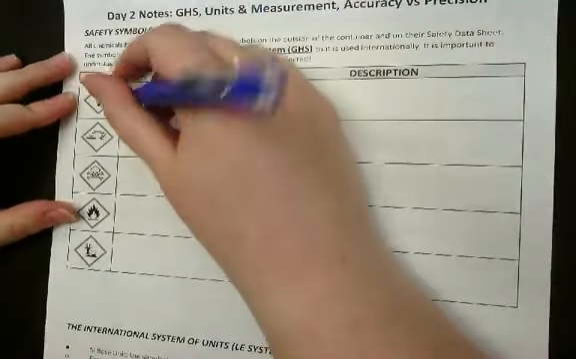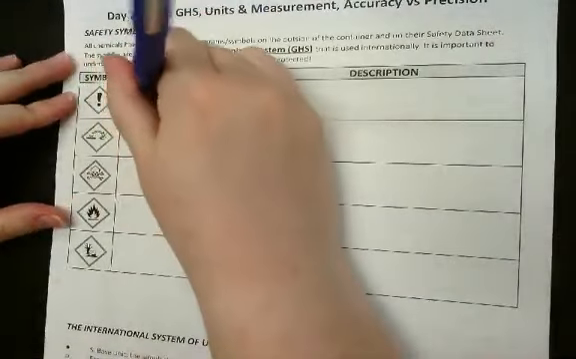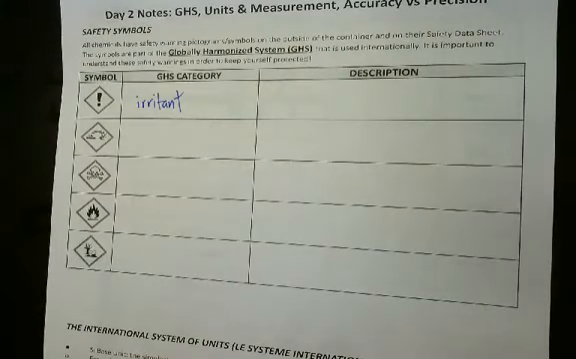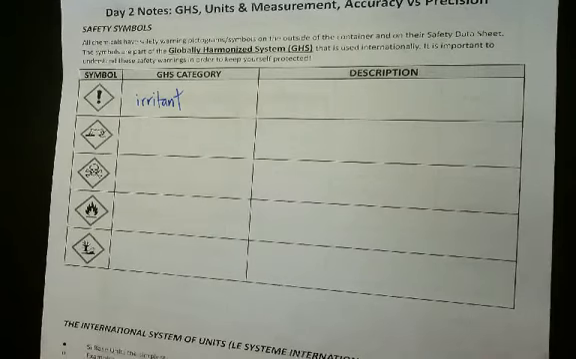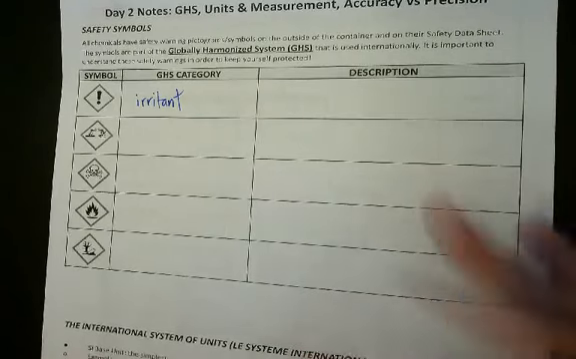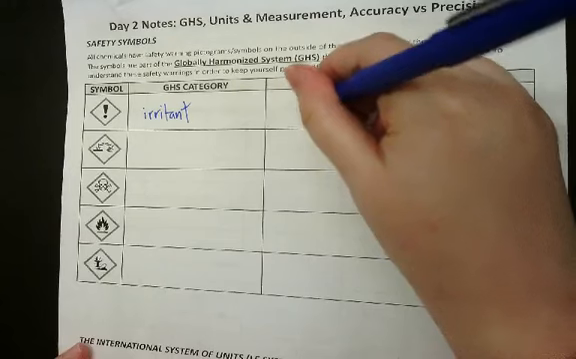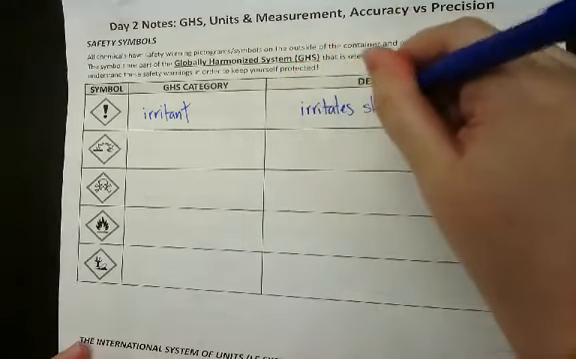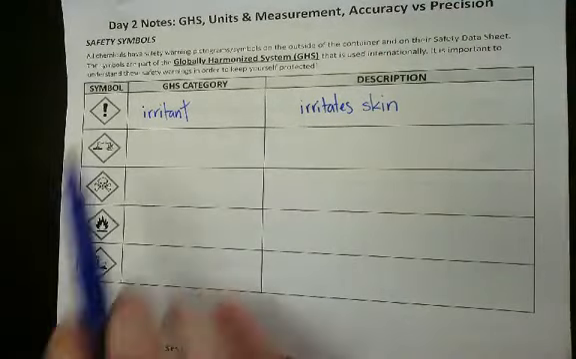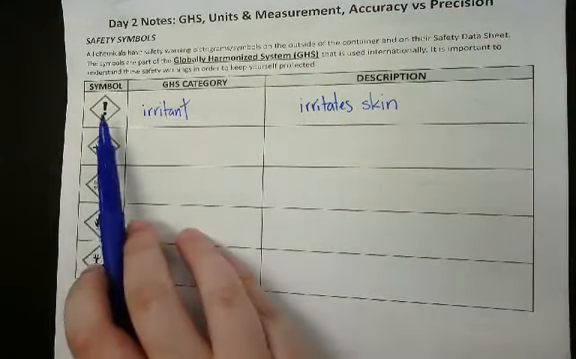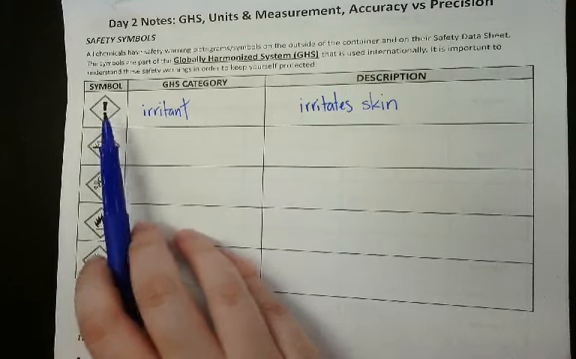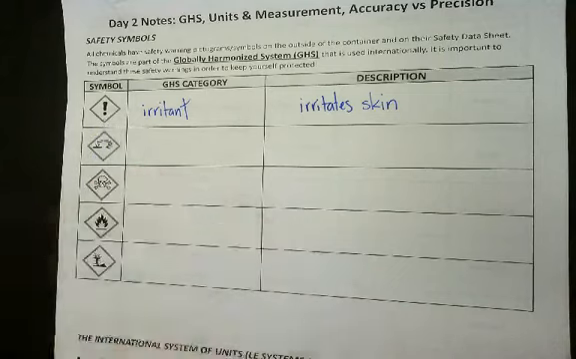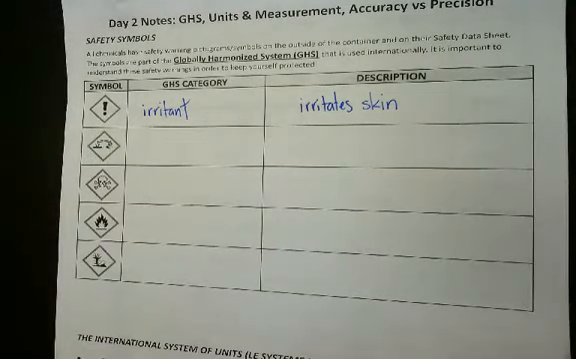This is called an irritant. And what the irritant tells us is literally it just means that this chemical irritates your skin. The way I remember that the exclamation mark is irritant is because the exclamation mark just looks like an upside down eye. So irritant, exclamation mark, upside down eye, that's how I remember it.